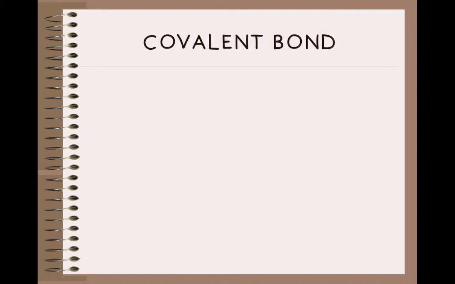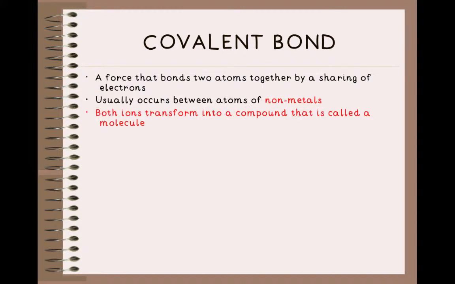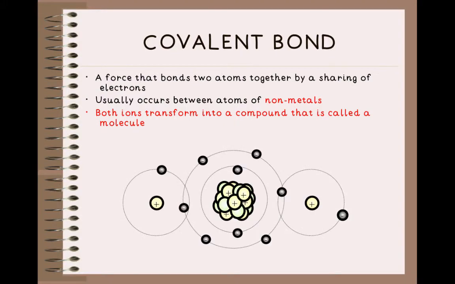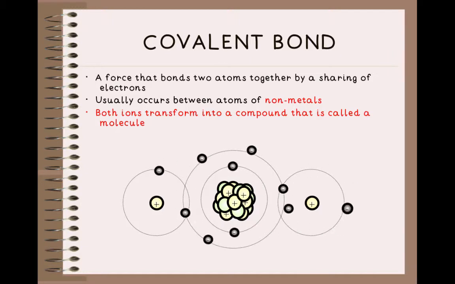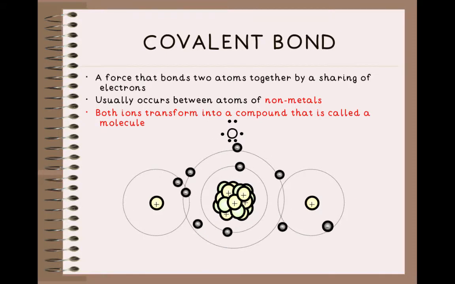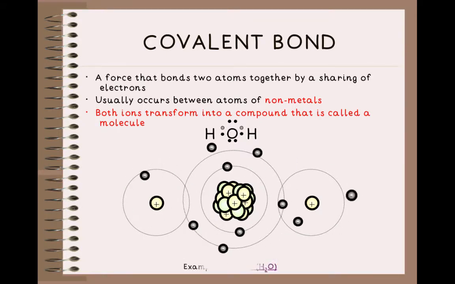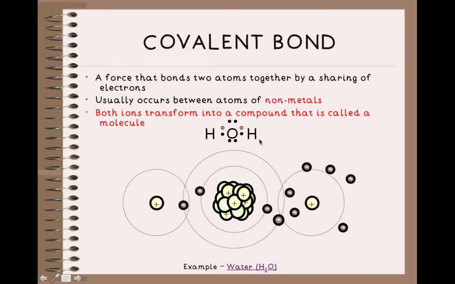A covalent bond is one that is formed by sharing electrons, and this happens between non-metals. They both transform into a compound that is called a molecule. Here we can see how the electrons are shared between them. Here we have 2 hydrogens and 1 oxygen. Notice that the oxygen has 6 valence electrons, while the hydrogens each give a valence electron, forming a compound that is known as water.